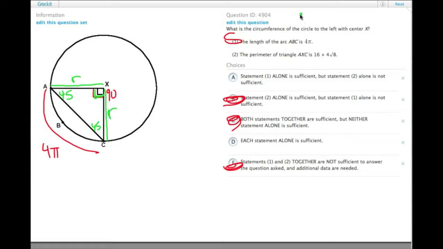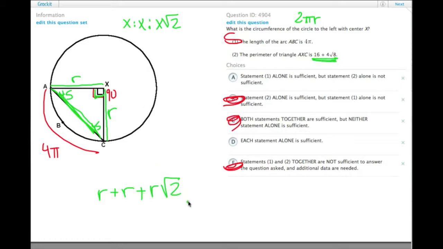Remember that the circumference is 2 pi r. So if we can find the radius, we're set. We know that the perimeter of this triangle is going to be r plus... remember the diagonal of a 45-45-90 triangle, the sides are always in the proportion x to x times the square root of 2. So whatever this is, it's going to be the radius times the square root of 2. And we have that value.